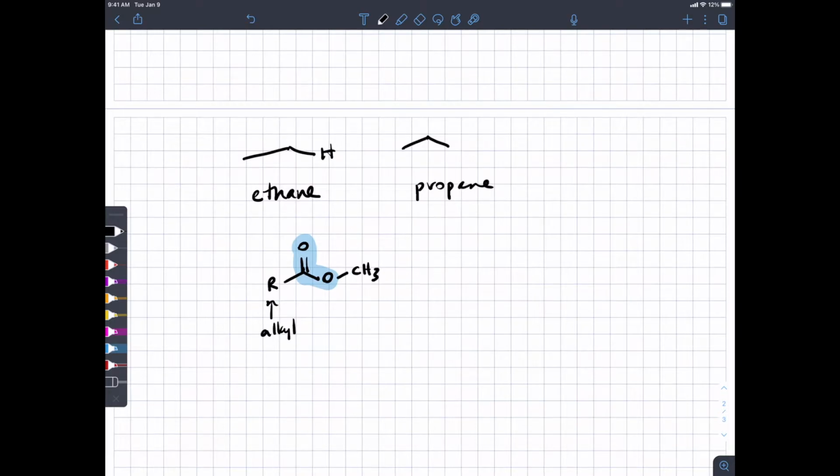Ester naming is a little bit tricky because you have to name this part over here and this part here. Usually this part is a small group, and so usually you name that just a methyl group, but I'm not really that worried about naming of esters.